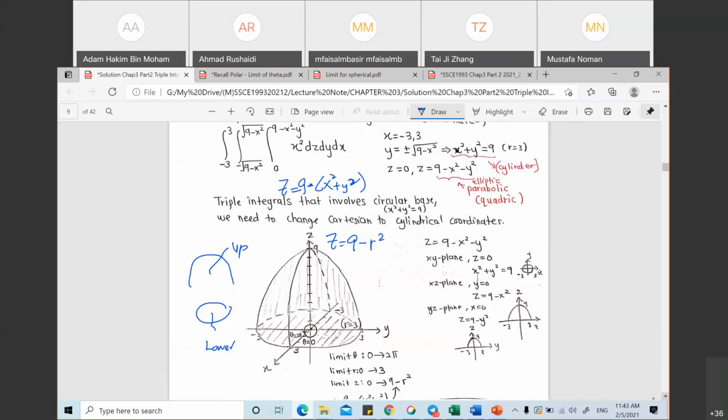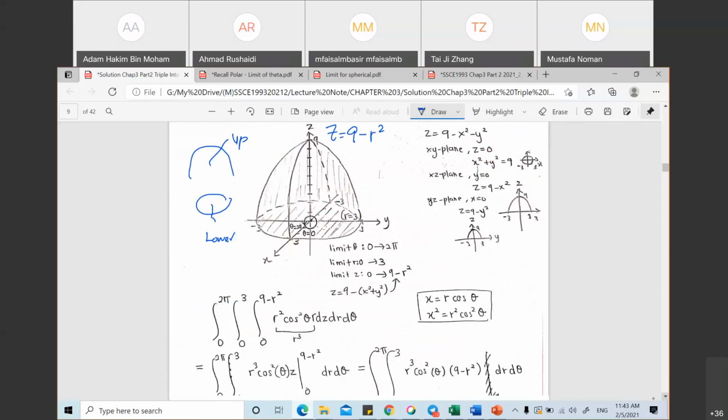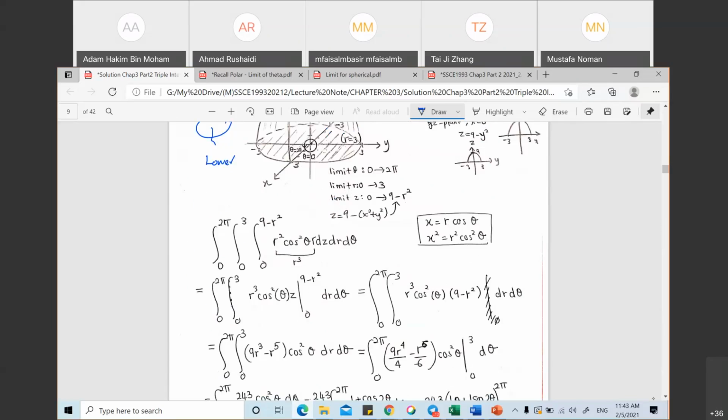So the most important thing is the limit. Then you have to substitute in the triple integral. Your z is from 0 to 9 minus r squared, your r now is 0 to 3, and your theta is from 0 to 2 pi. Okay, and then you solve. How do I get this? This is just from the question itself.